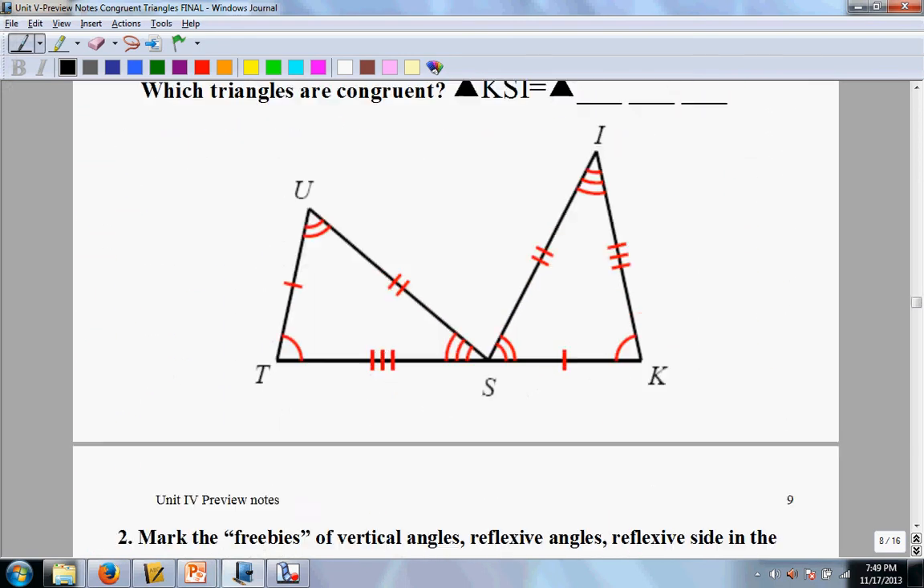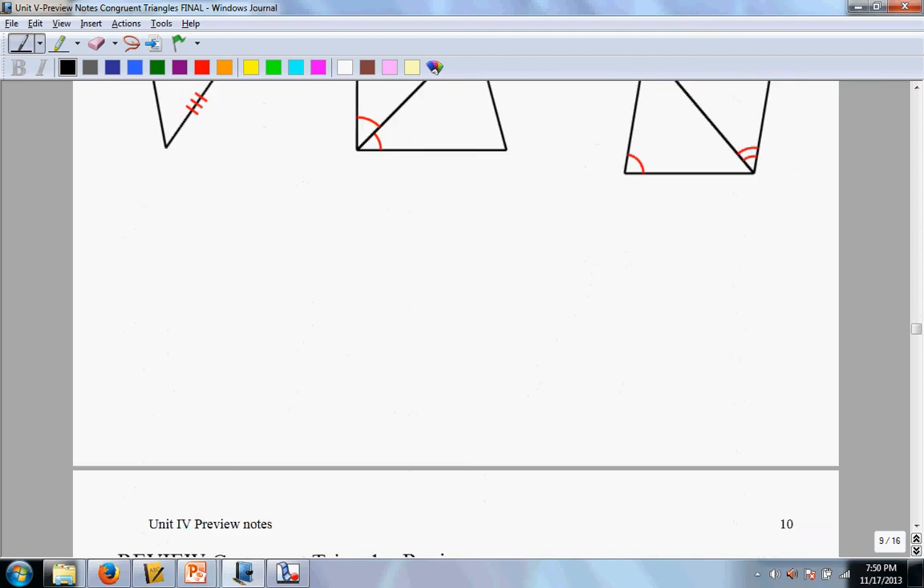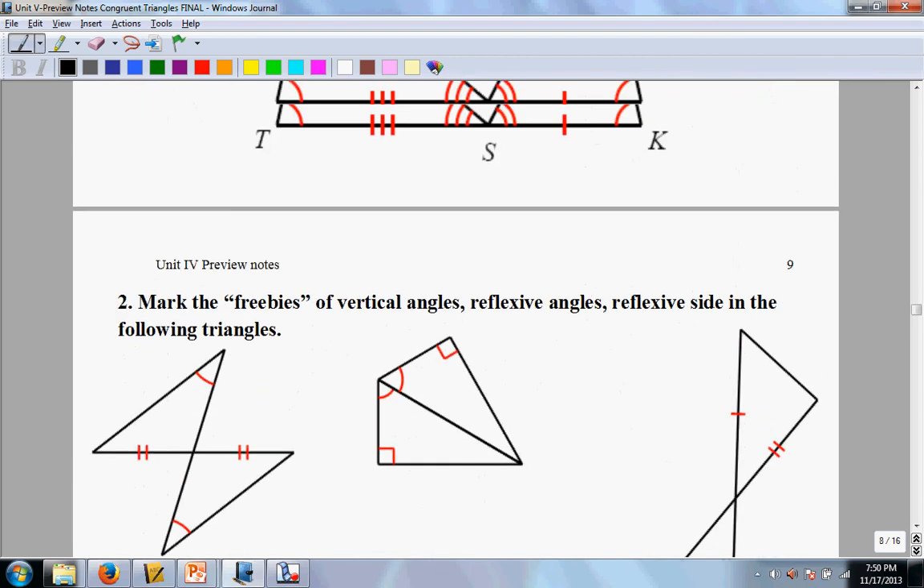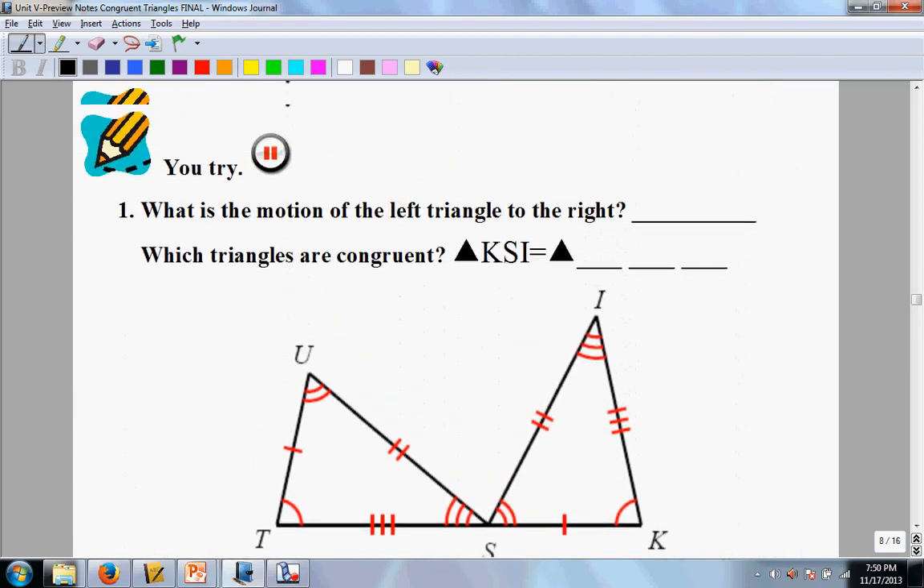So for these two problems, problems 1 and 2, I'm going to give you 2 minutes to work on your own. And in 2 minutes, we'll come back.